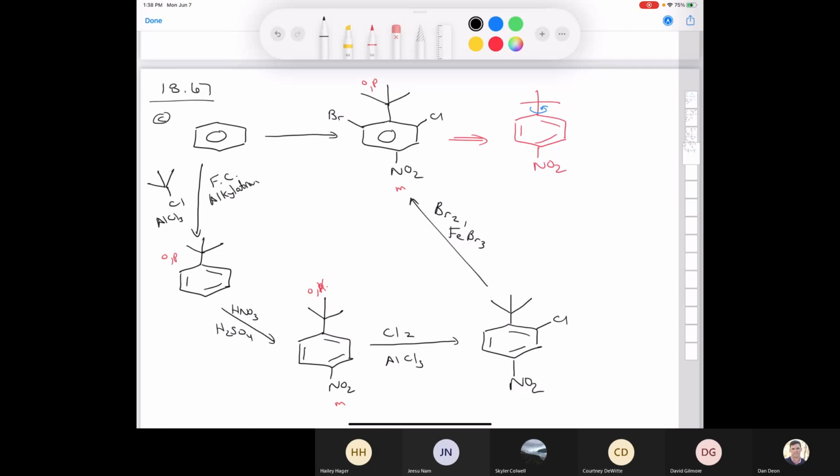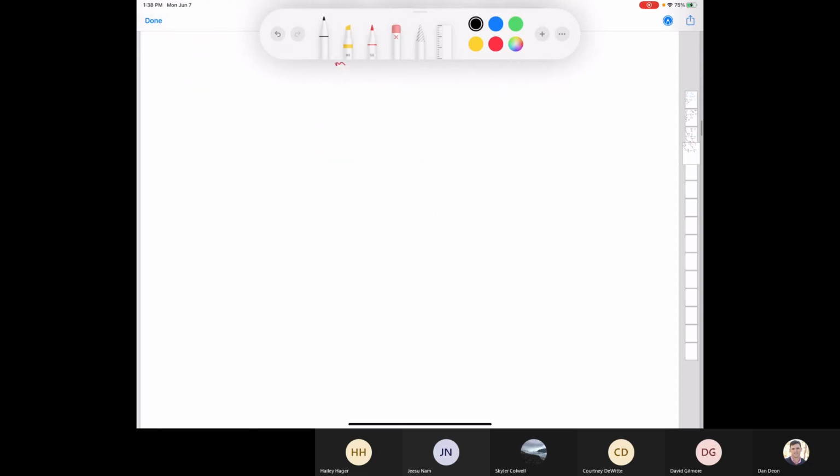With that in mind, I had done a bunch of them here. Let's try something that's a little spicier, maybe. Let's try G. So this is 18.67 G. I want to scroll down, make sure I wrote down the question correctly. Yeah, let's do G and H. 18.67 G. Here we go.